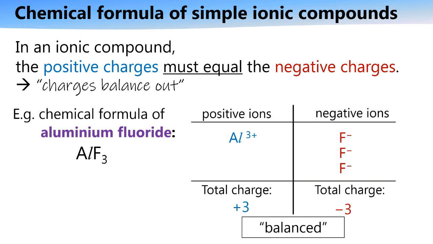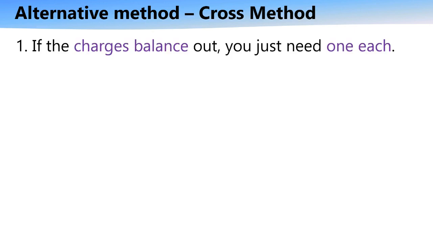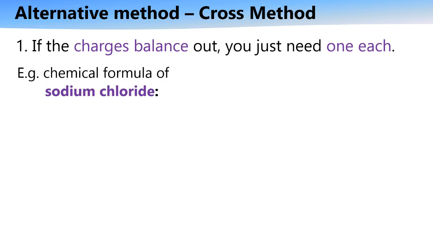So you have learned how to write the chemical formula of simple ionic compounds. But I will now show you an alternative method. This method, I will call it the cross method. For this method, there are two conditions that you need to know. First, if the charges balance out, you just need one each. Example, sodium chloride.